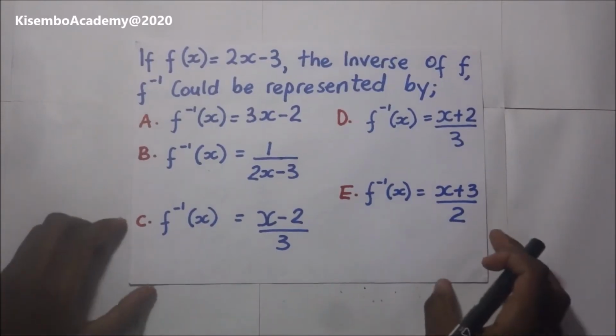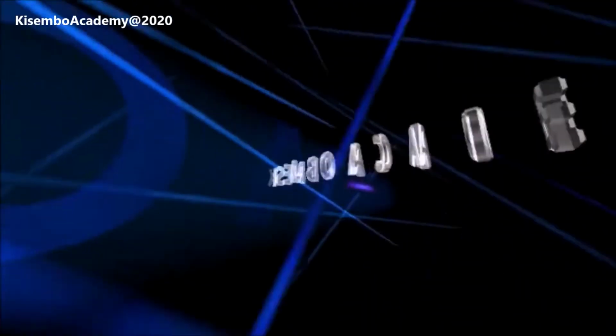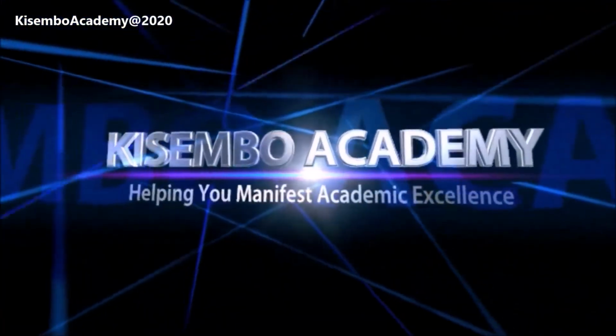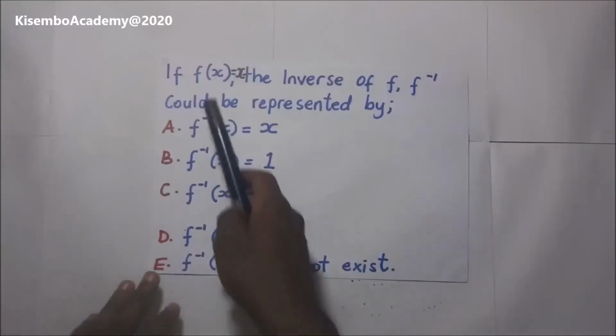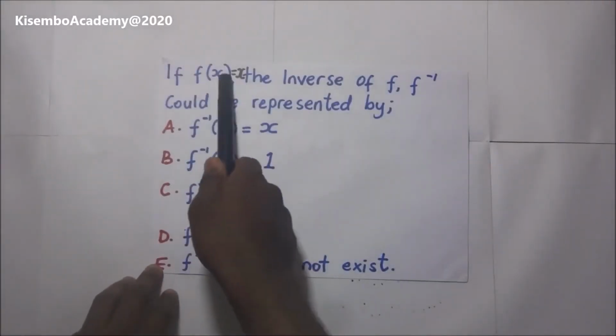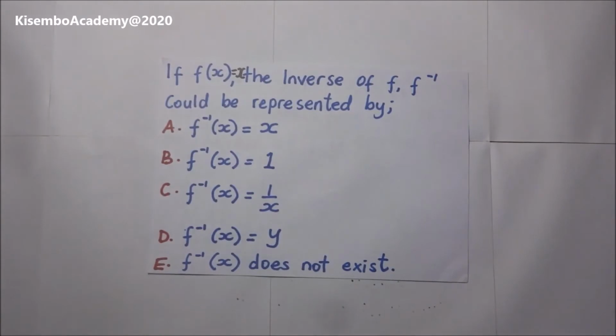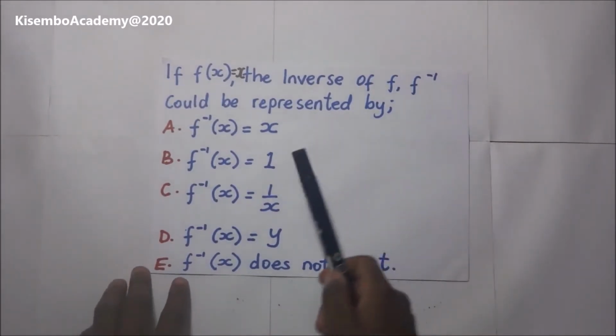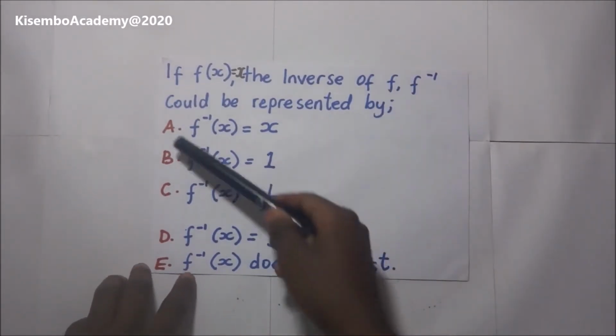In mathematics, we learn by doing. I hope you're not just watching this like you're watching a movie. Make sure you have a pen and paper to take some notes. We have these multiple choice questions. If f of x is equal to x, the inverse of f, which is f to the power negative 1, could be represented by one of these.